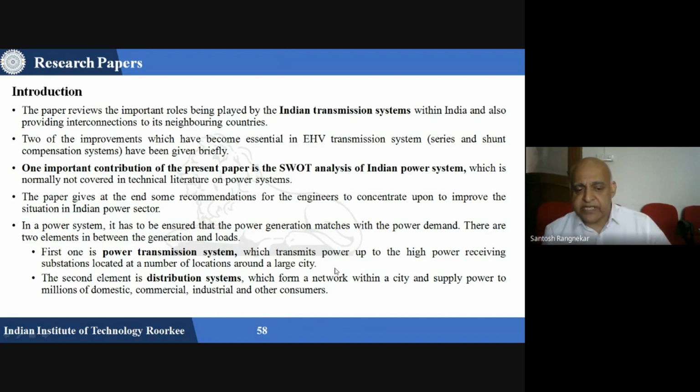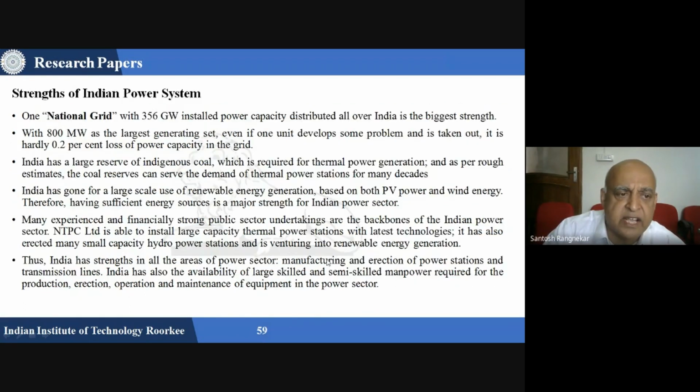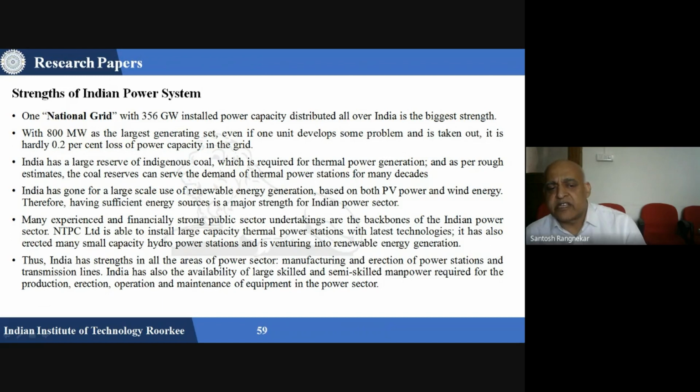In a power system, it has to be ensured that the power generation matches with the power demand. And there are two elements between the generation and the loads. The first one is the power transmission system, which transmits the power up to the high power receiving substations located at a number of locations around a large city. The second element is the distribution system, which forms a network within a city and supplies power to millions of domestic, commercial, industrial, and other consumers. The strength of the Indian power system is our national grid with 356 gigawatts of installed power capacity distributed all over India, which is the biggest strength. Within it, 800 megawatts is the largest generating set.